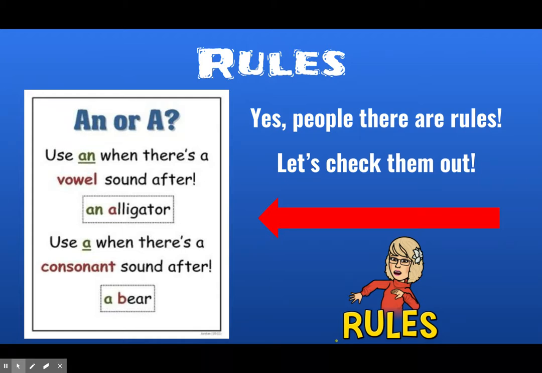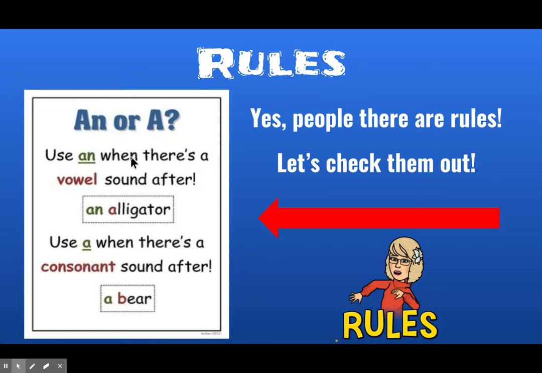You use an when there's a vowel sound after it. So if you notice in the very first one, we have alligator and we hear the ah. That means we use the word an. You use a when there's a consonant sound after. So you have bear, b, so you have a.